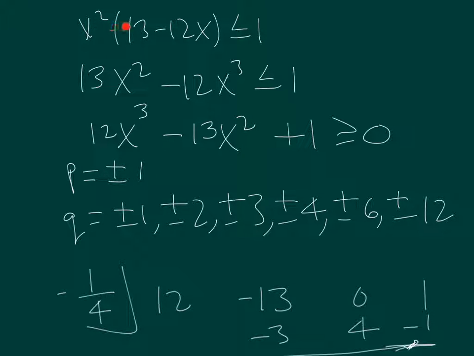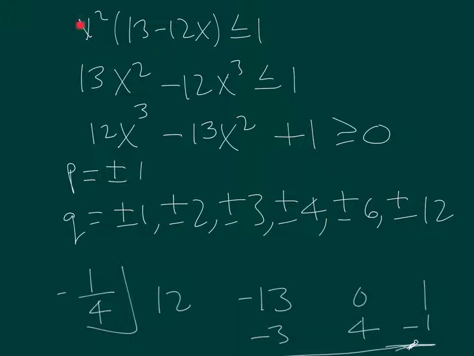We are to solve the inequality x squared times (13 minus 12x) less than or equal to 1. And we have a couple of problems here. One of the problems is that we have parentheses, so we'll need to multiply through by the x squared. And another problem is that we don't have 0 on the right over here.